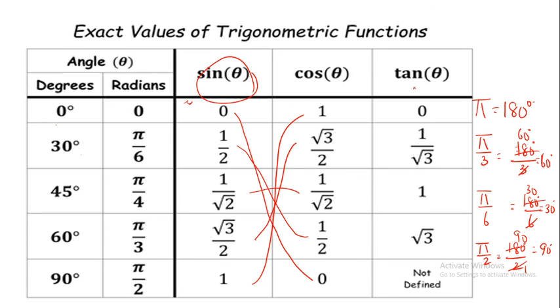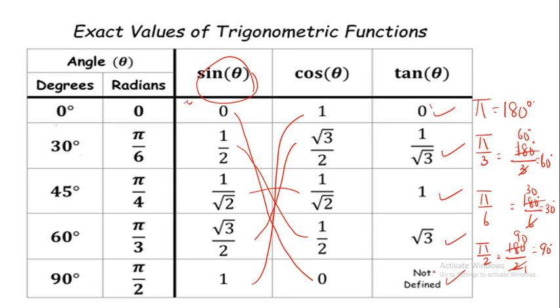And tan is very easy, you can easily remember this. Tan 0 is 0, tan 30 is 1 by root 3, tan 45 is 1, and tan 60 is just the reverse of this, that is root 3. Tan 90 is not defined.